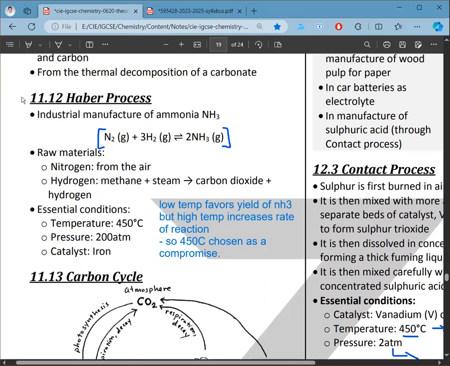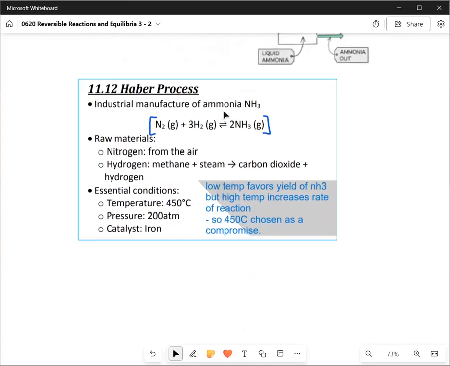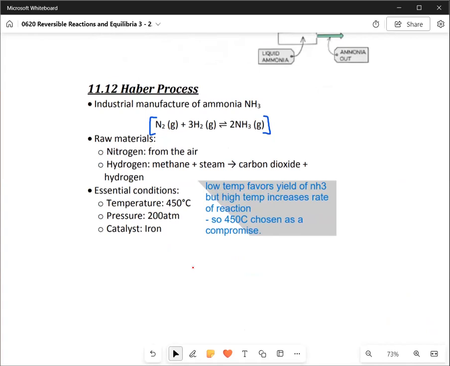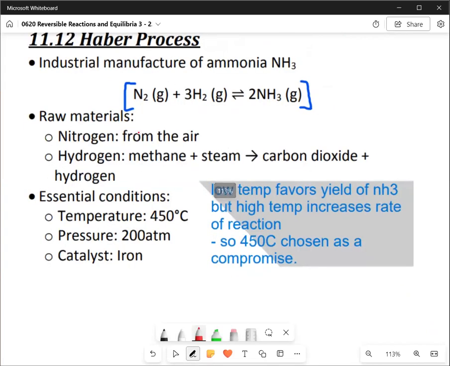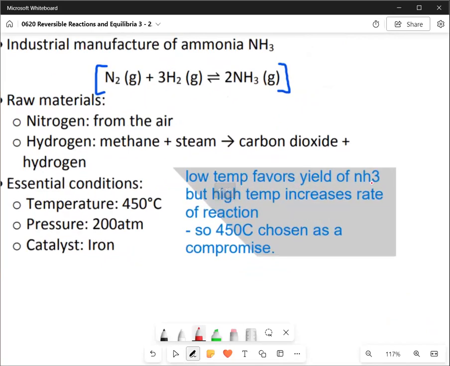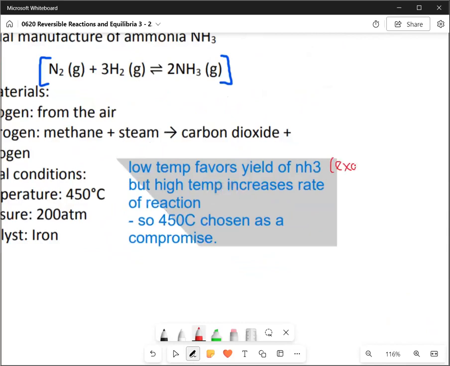Let's take this whole thing to the whiteboard. So the industrial manufacture of ammonia, NH3: you add N2 plus 3H2, get 2NH3, easy. Now look at this. Low temperature favors yield of NH3, right? This is what we know. Low temperatures favor exothermic reaction. You can just put brackets, exothermic.